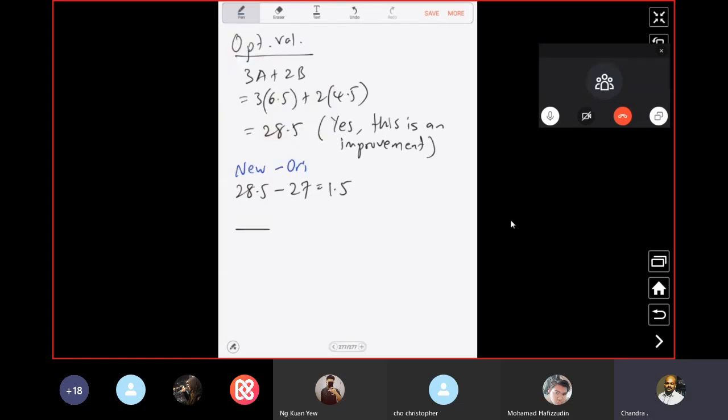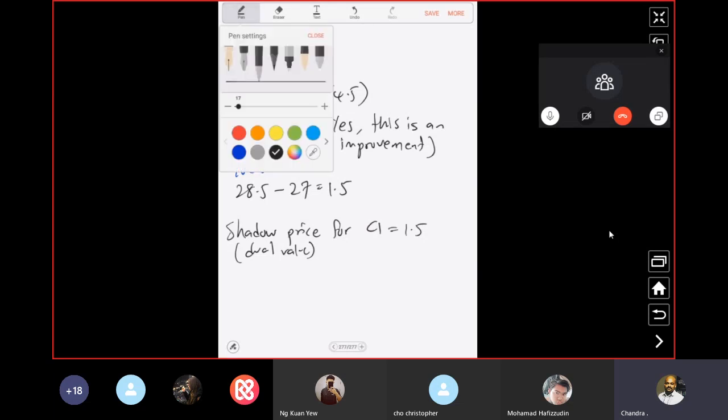Therefore, the shadow price or the dual value for C1, binding constraint 1, is equal to 1.5. Okay, 1.5. Because this is an improvement, you write here 1.5. How much is the improvement? 1.5 ringgit or dollar. Okay, hope you guys understand. It has increased your profit. How much is the increase? That is your shadow price for C1. Now let us do the same thing for binding constraint 2.